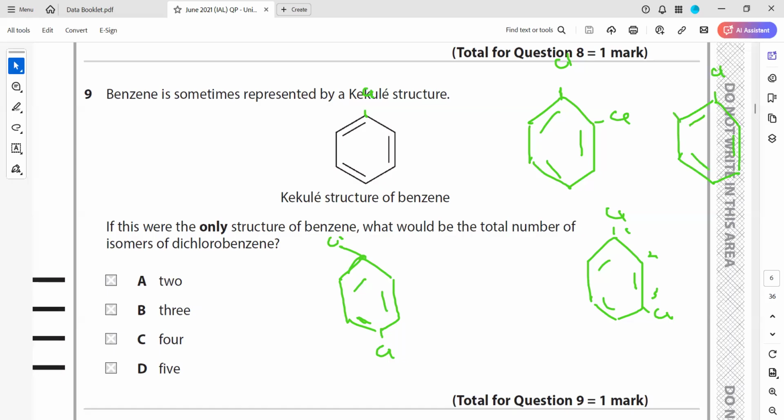Chlorine might be attached here, chlorine might be attached here. So these are two different structures, because here the two carbons have a single bond, they are 1,2, and here two carbons are having a double bond, and this is also 1,2. So how many possibilities are there? It means four possibilities. Is it clear? So this 1,2 and this 1,2 are different, because they have a single bond, and this has a double bond between them.